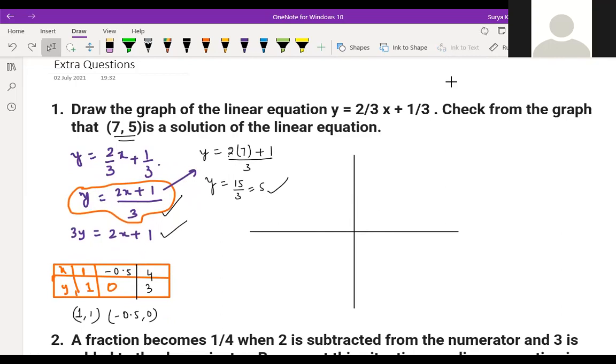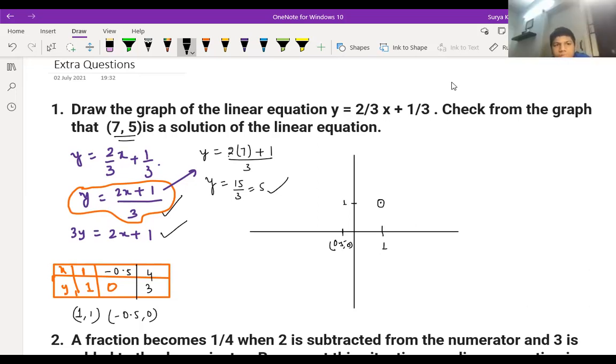So (1, 1). I'm just taking a bit of distance over here. I'll take here 1, and half of it, 0.5, I'll take somewhere here. And 1 is here also. Correct. So this is the point we get. This is (0.5, 0), this is (1, 1). Now I'll just try to do the graph.